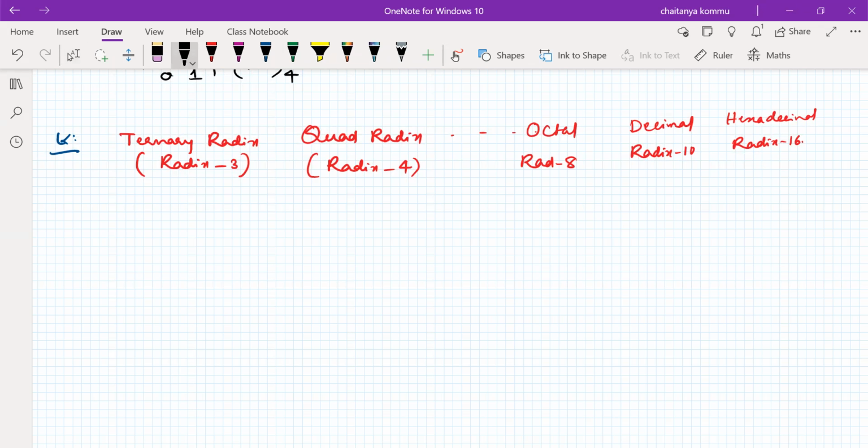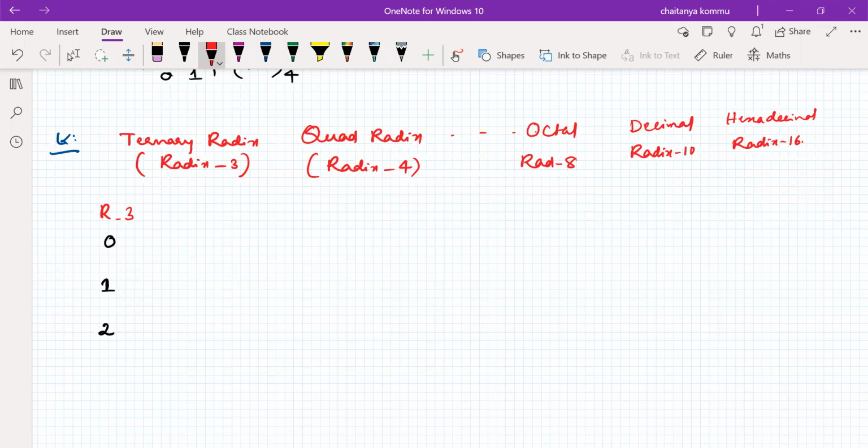For example, we have 0, we have 1, we have 2. Only these 3 digits I'm using. So what is this radix? We can call it a radix 3 number system. If this is radix 3, R3, please remember that R3 stands for radix 3. I'm writing it in this way.